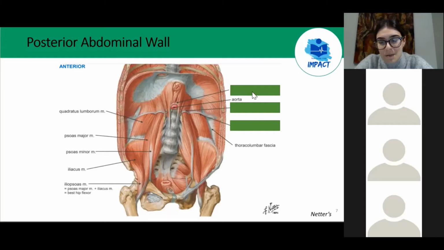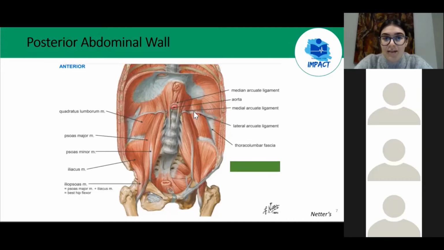And the three main ligaments that are important to know about here are the ones that cover the aorta, so the median arcuate ligament, the medial arcuate ligament, which covers the psoas muscle, and finally the lateral arcuate ligament, which covers the quadratus lumborum. So those 3, 4, 5 muscles are the important ones to know about in the posterior abdominal wall, and those key ligaments are all associated with particular anatomical structures.